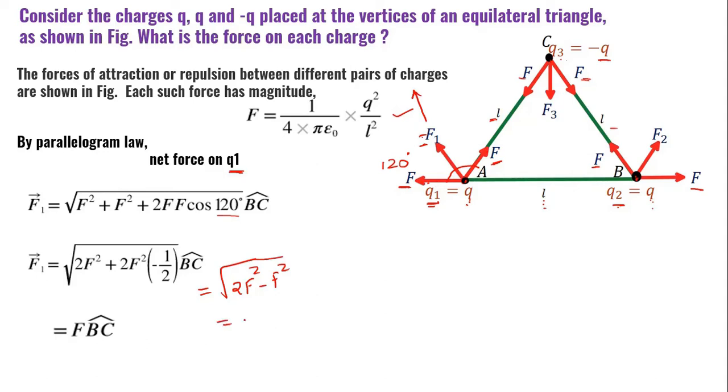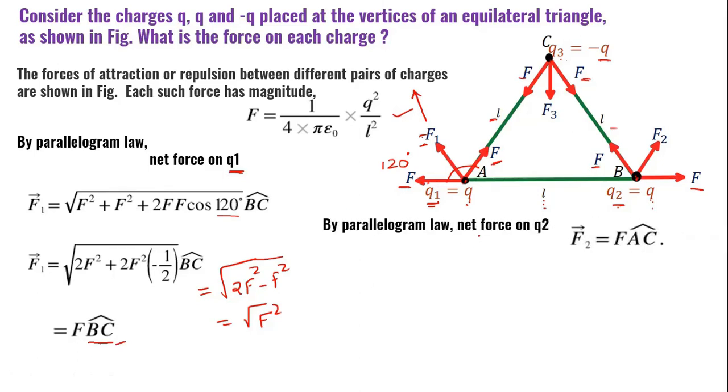So it becomes simply the under root of F square. On removing the under root, we will get F, and the direction will be along BC. This is acting along the BC side of an equilateral triangle. So this is the magnitude as well as the direction of the force acting on Q1 charge, that is F1.